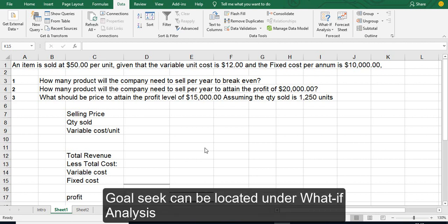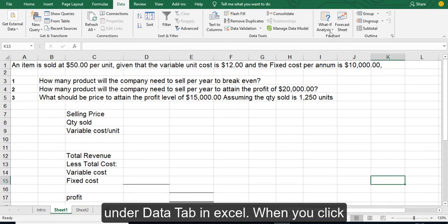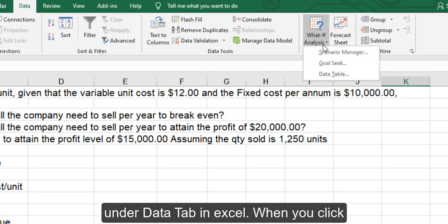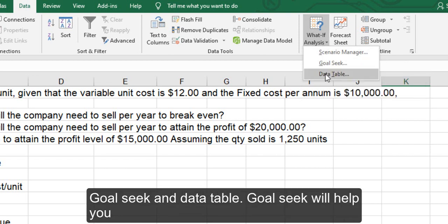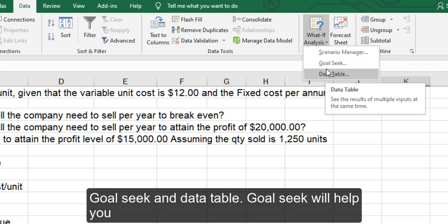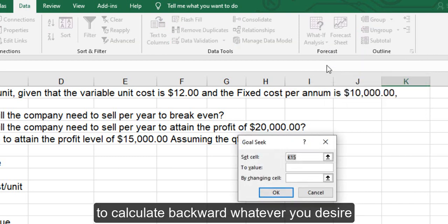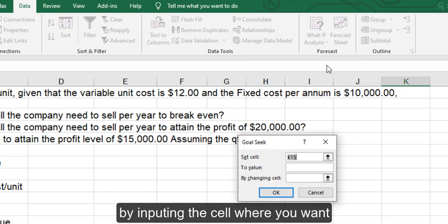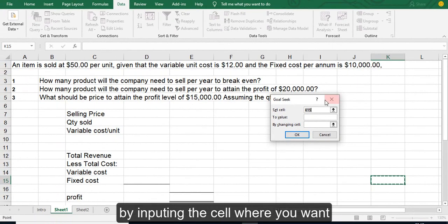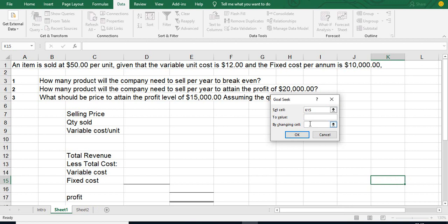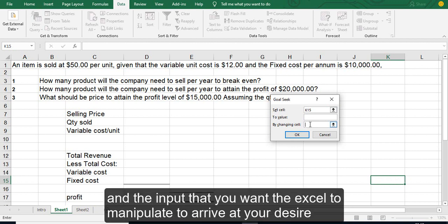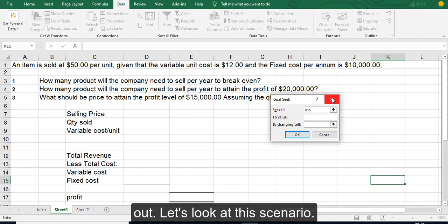Goalseek can be located under What If Analysis under Data tab in Excel. When you click your What If Analysis, you will see Scenario Manager, Goalseek, and Data Table. So Goalseek will help you to calculate backward wherever you desire by inputting the cell where you want the calculation to be, the value that you desire, the output, and which input you want Excel to manipulate to arrive at your desired output. Let's look at this scenario.